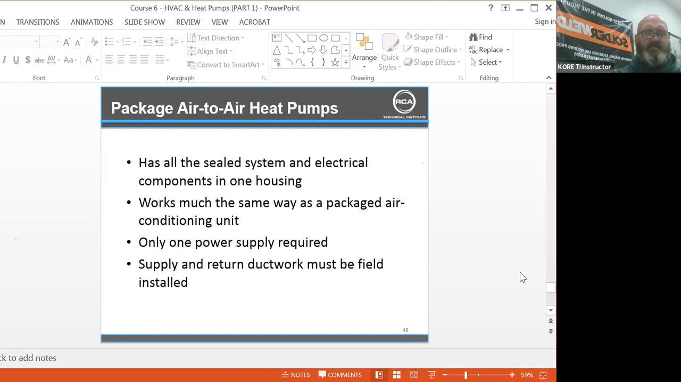Packaged air-to-air heat pumps have all the sealed system and electrical components in one housing. Works much the same way as a packaged air conditioning unit. Only one power supply is required. Supply and return duct must be field installed.